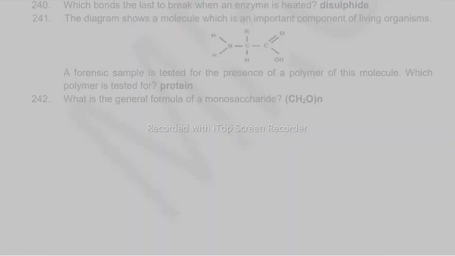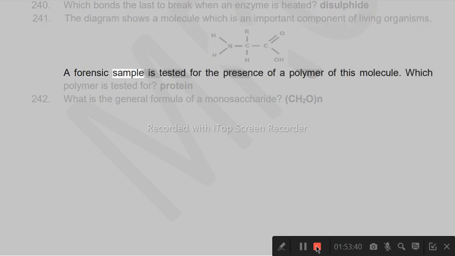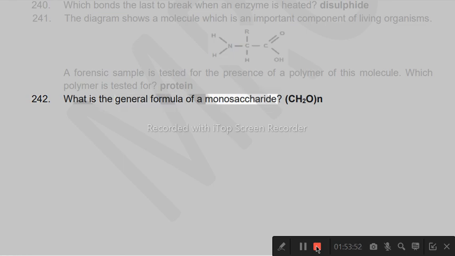240. Which bonds are the last to break when an enzyme is heated? Disulfide. 241. The diagram shows a molecule which is an important component of living organisms. A forensic sample is tested for the presence of a polymer of this molecule. Which polymer is tested for? Protein. 242. What is the general formula of a monosaccharide? CH2ON.